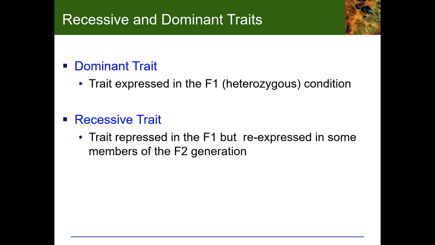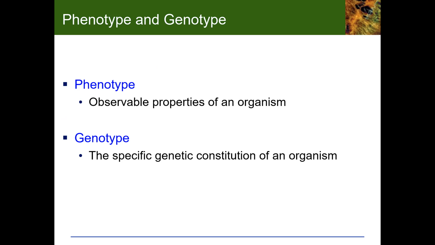The dominant trait is the trait that's expressed in the F1 condition, and that's considered heterozygous because both of the alleles, which you'll learn about here in a moment, were not identical. They're different, so they're hetero. And the recessive trait is the trait repressed in the F1 but re-expressed in some members of the F2 generation. You'll see more on that in a second.